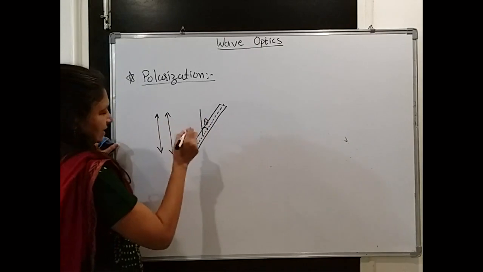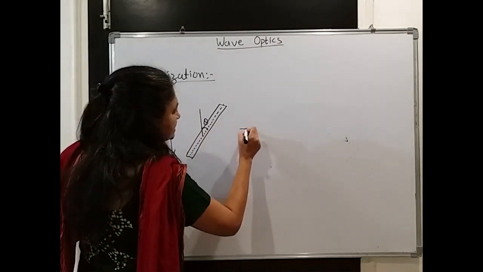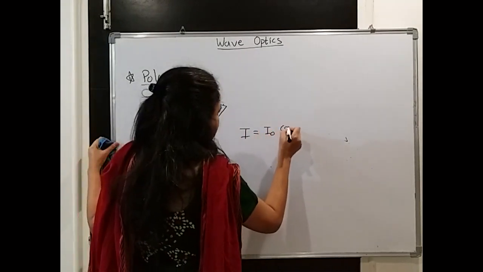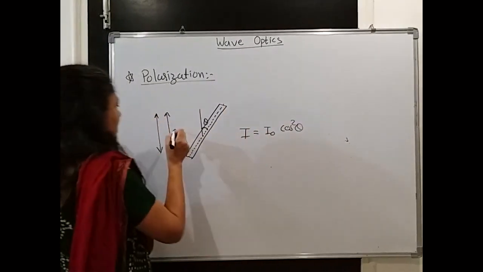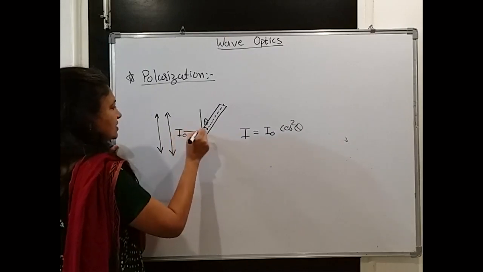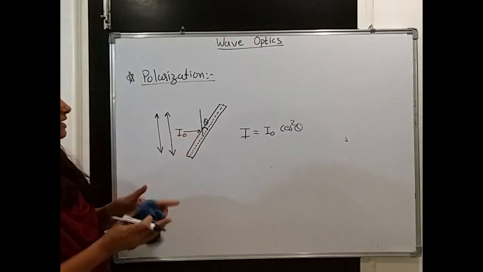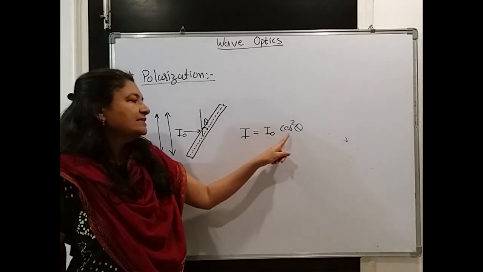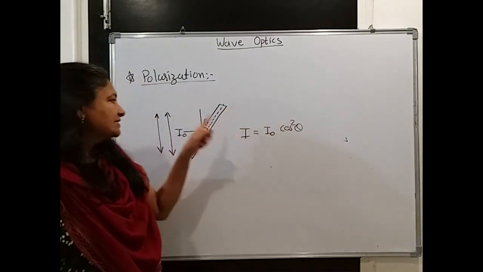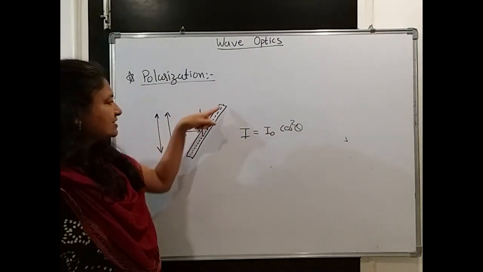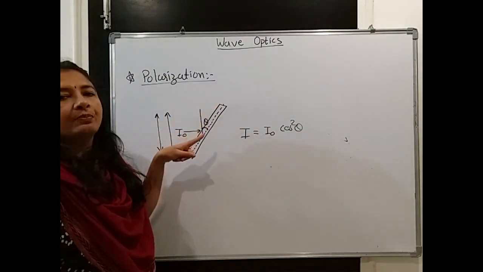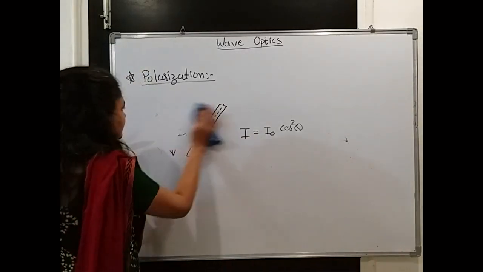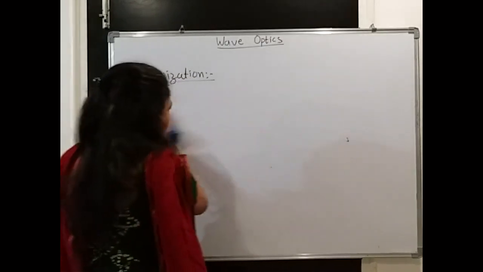So I can say that intensity of light emerging out equal to I0 cos square theta. I0 is the intensity of light incident, I is the intensity of emerging light. So I equal to I0 cos square theta. Theta is the angle between E vectors and direction of optic axis. This is Malus law. Okay. Now let us discuss about Brewster's law.